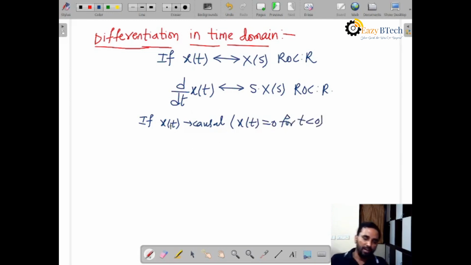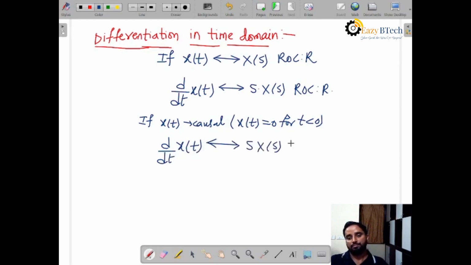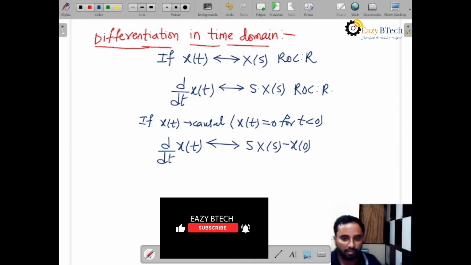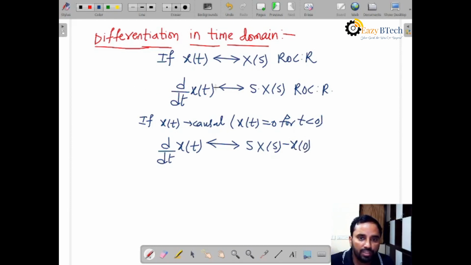Then the Laplace transform of d by dt of x of t is s into X of s minus small x0, where x0 means the initial value of x of t. This is the property. First we prove this one. We can do the proof using the inverse Laplace formula.